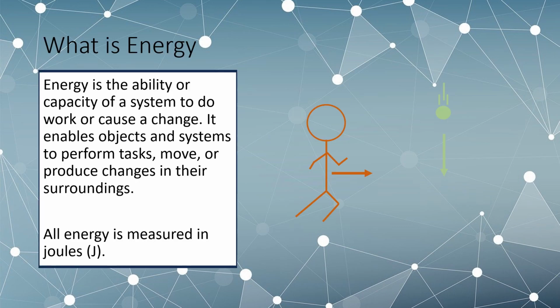So, what is energy? Energy is the ability or capacity of a system to do work or cause a change. It enables objects and systems to perform tasks, move, or produce changes in their surroundings. Most common examples of energy: if you're running, you've got energy as you're moving, or if something's falling, it has energy as it's falling. However, there are many different types of energy, which we'll discuss shortly.